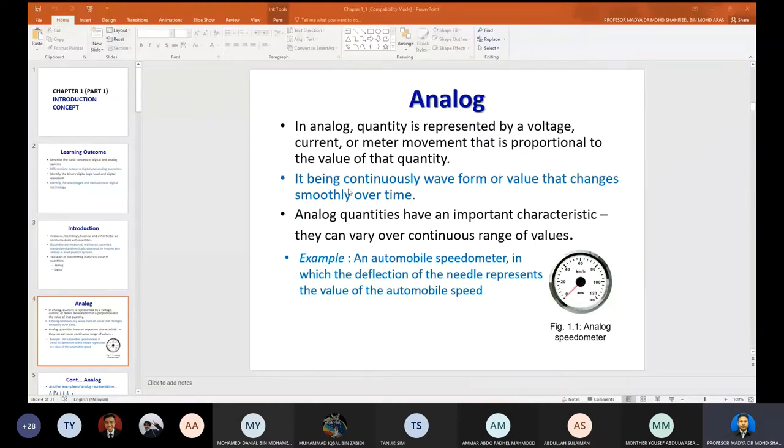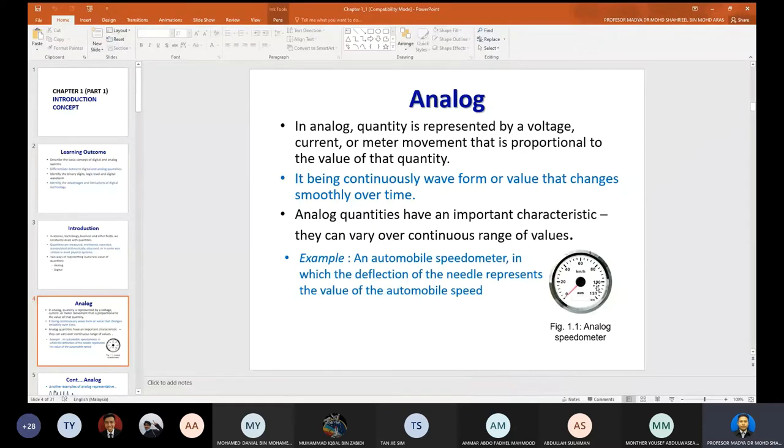You can see the main keyword here. This is the keyword for analog: analog is a continuous signal, or sometimes we can say a continuous waveform over time. As you can see in the figure here, there are some examples of analog: an analog speedometer, and I think some of you have an analog watch. You can check whether your watch is analog or digital.